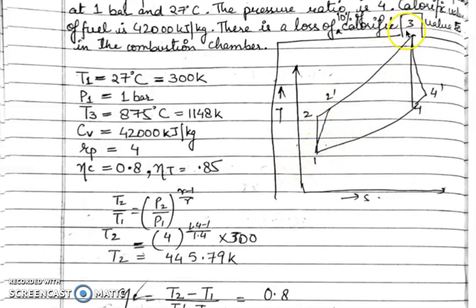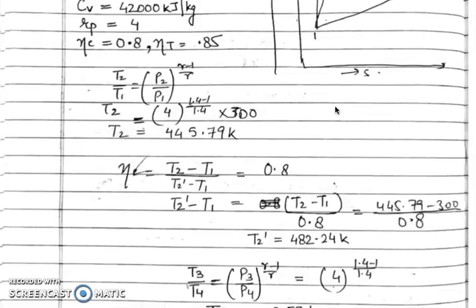So 1, 2, 3, 4, 2 dash, 4 dash, all conditions are known in terms of pressure and temperature now. So if the question says find the pressure and temperature at all the salient points of the gas turbine, that is done. This may be a question sometimes.